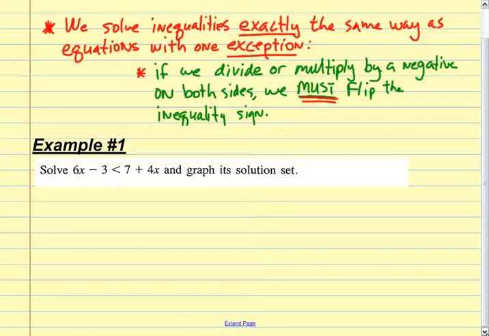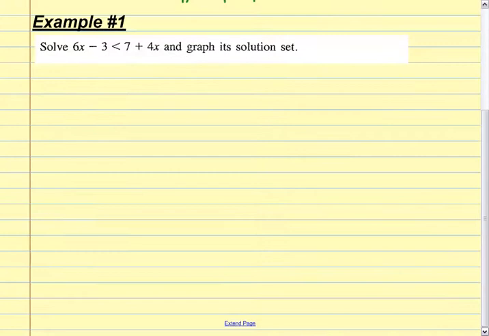All right. Example number 1 says, solve 6x minus 3 is less than 7 plus 4x and graph its solution set. Okay? All right. So think of it just like an equation. I'm going to rewrite it here. Get your variables together first. I'm going to try and move it so that I get a positive value for the variable first, okay?